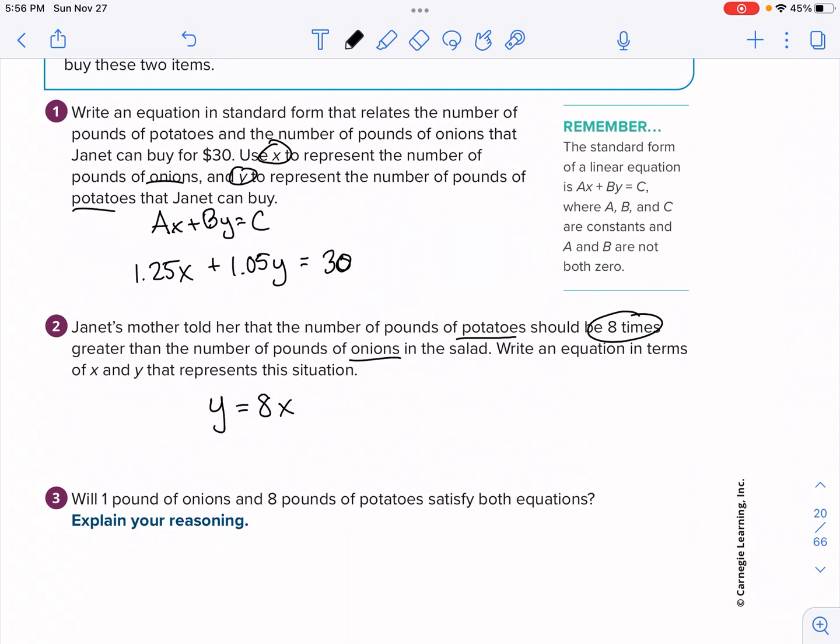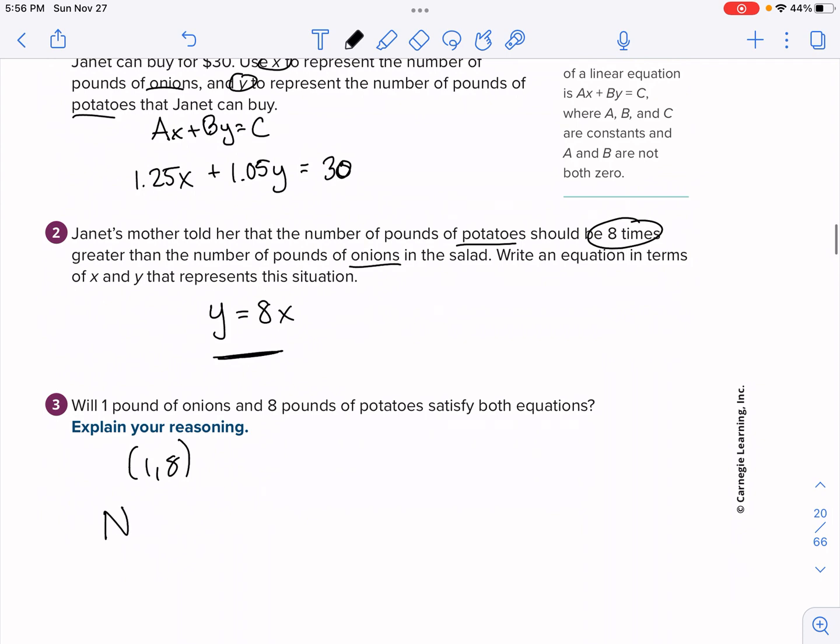Okay, and then number 3, it says, will 1 pound of onions and 1 pound of potatoes satisfy both equations? Because 1 times 8 is 8, so that works out for this one, right? But it doesn't work out for the first equation. So that gives the coordinate of 1 comma 8, so this is no. If you substitute, you will get a false statement instead of a true statement.